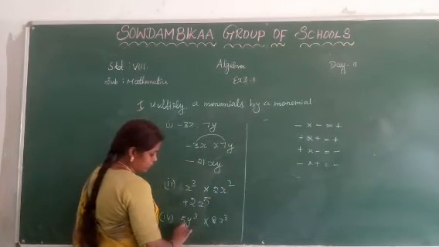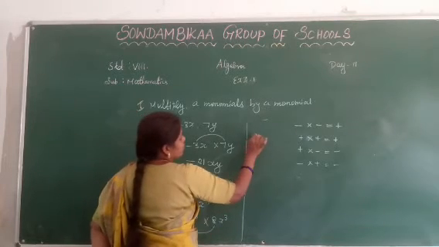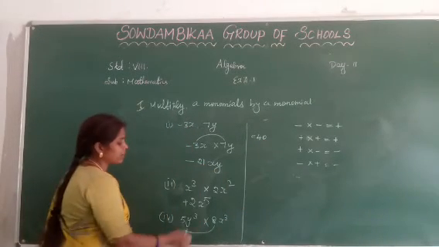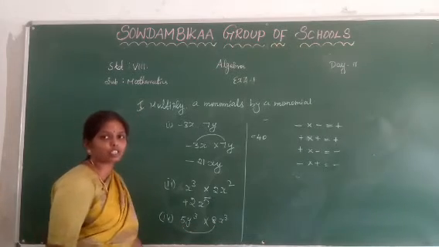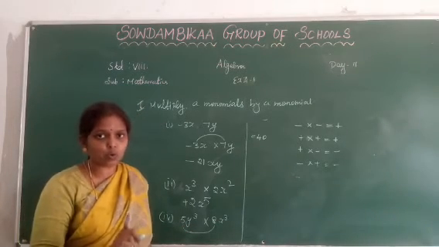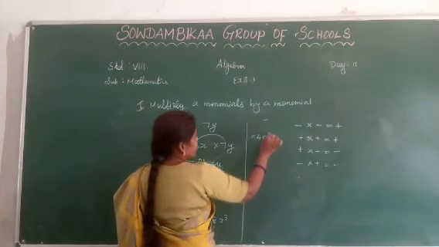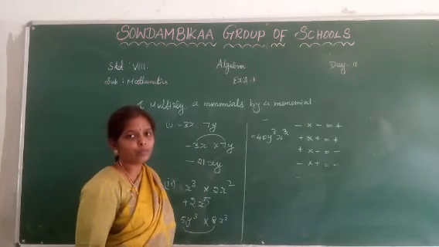So next he multiplies the constant. 5 8s are 40. After that he multiplies the variable. See the variable: one is y cube, another one is x cube. This is for different variables, so don't multiply. Just write the same value, y cube, x cube. Are you clear on this? Y cube, x cube.